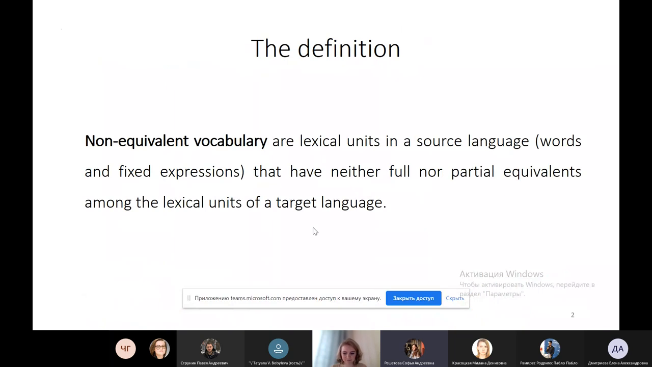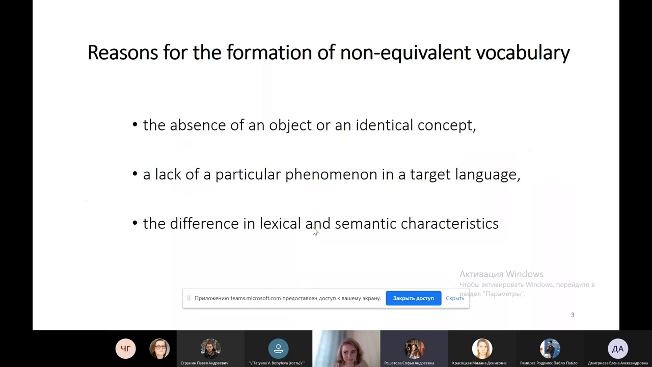Firstly, I would like to give a definition of non-equivalent vocabulary. There are many studies and descriptions of this linguistic phenomenon. One of the most reliable definitions suggests that non-equivalent vocabulary are lexical units, words, and fixed phrases of the source language that have neither full nor partial equivalents in the lexical units of the target language. Such units can include proper nouns, geographical names, names of institutions, organizations, newspapers, and so on. Such words are supposed to denote objects, concepts, and situations that don't exist in the lexical system of the target language.